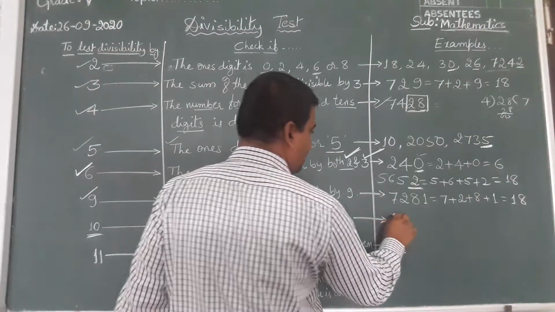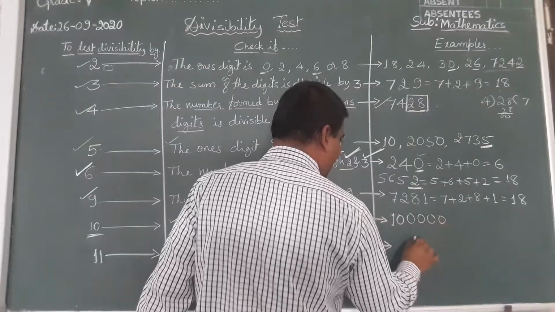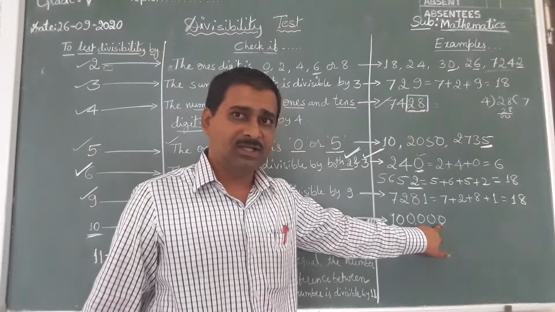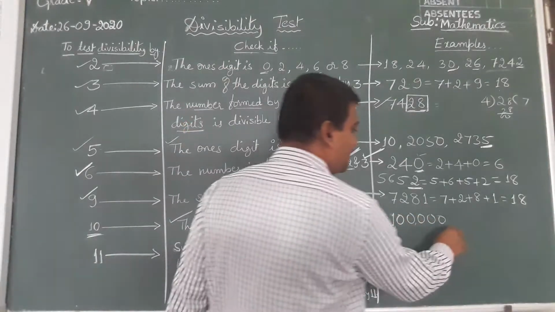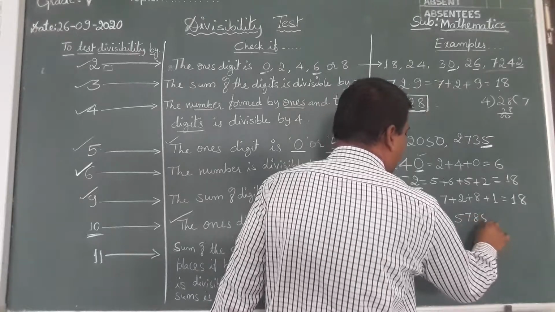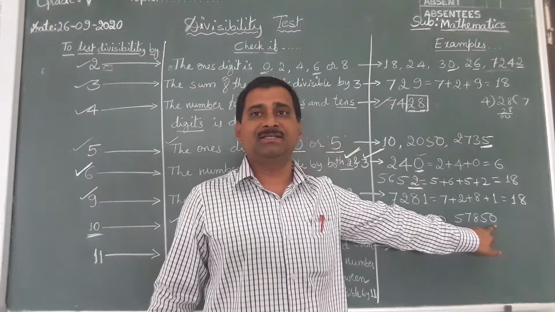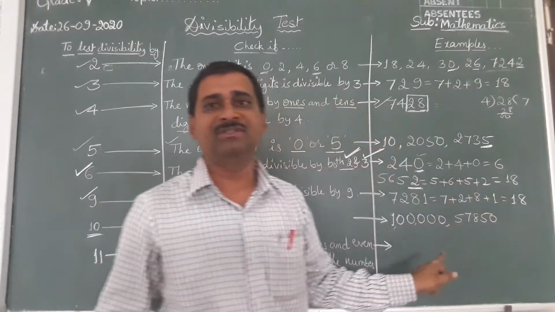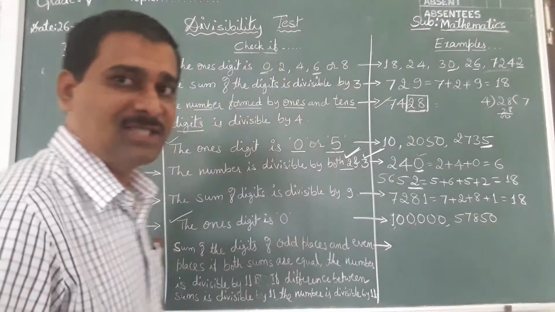You should see numbers like this: 1 lakh. It may be 1 lakh, no problem. In the ones place 0, then the number will be divisible by 10. This whole number is divisible by 10. 5,700. You write as many digits as you want, but in the ones place, the number should be 0. Then only this complete number will be divisible by 10.